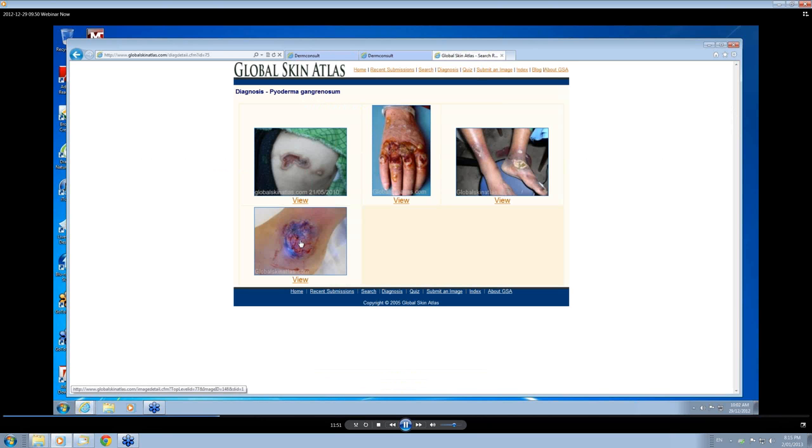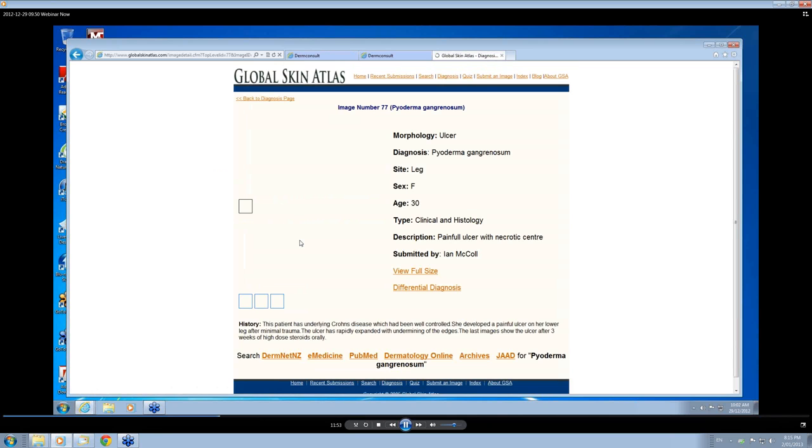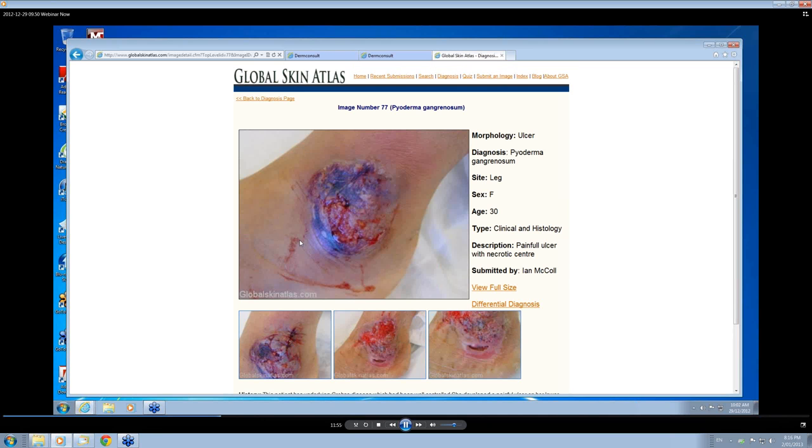Have a quick look at this one, because this was one of mine. Young lady with Crohn's, and it really did look that bluey sort of colour. It's the most curious sort of ulcer. But this was all undermined. This was the edge of the epithelium here, but it was all undermined underneath it.